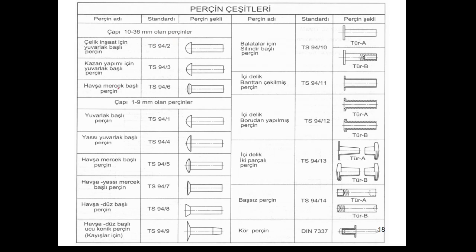Okay, and not only to see the Turkish vocabulary, the names of the rivets in Turkish, but also to see the codes of the documents published by the Turkish Association. TS means Turkish Standards, and the code of the document is 94/3. Go to the library and find this document. It is about this type of rivets. You can find the tables to see the standard size of this type of rivets. This type of rivet, as it is written over here, kazan yapımı için yuvarlak başlı perçin. It is written that this type of rivet is commonly used in the structure of boilers, heat exchangers and boilers.